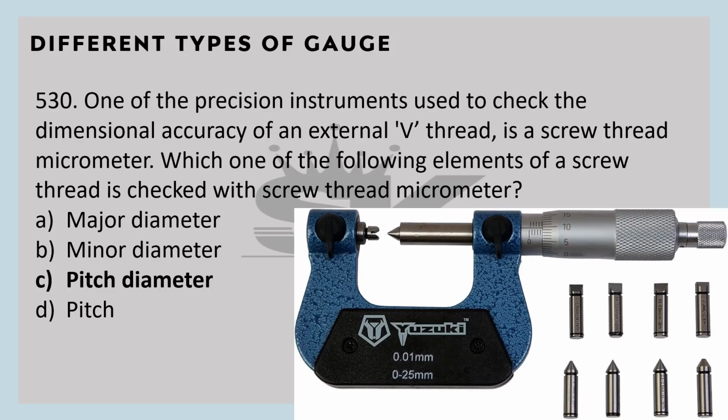The V angle of the anvil and the spindle is 60 degrees to obtain the pitch diameter. It is a high precision measuring device employed for screw thread control. To measure the diameter of screws and bolts, it measures the distance from the outer thread on one side to the outer thread on the other side. You can see here in the image.